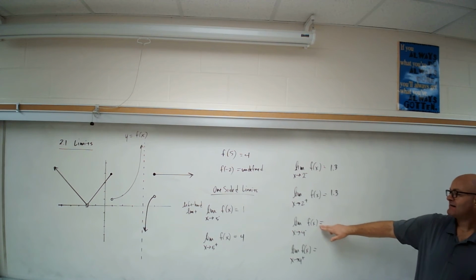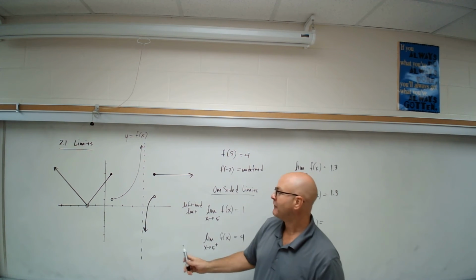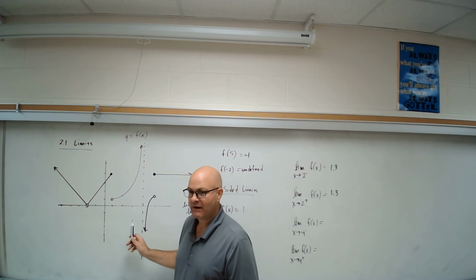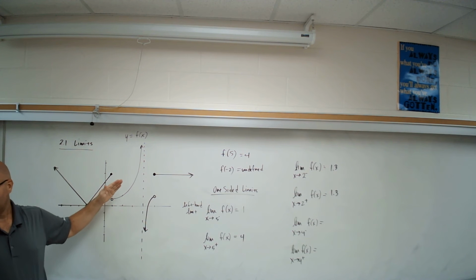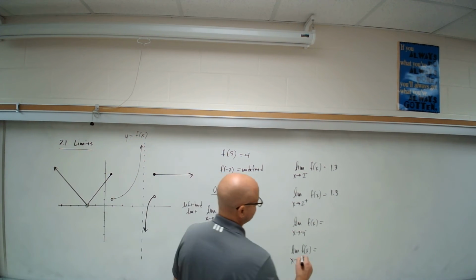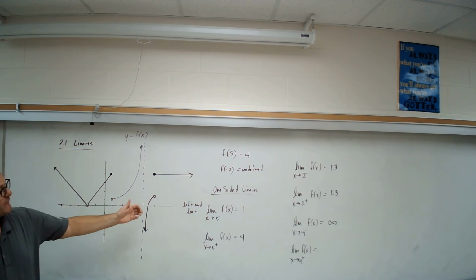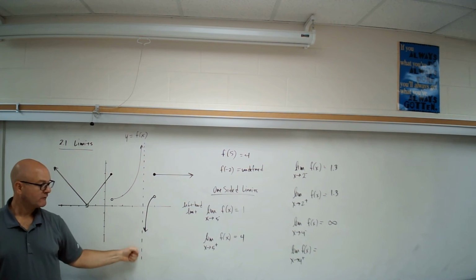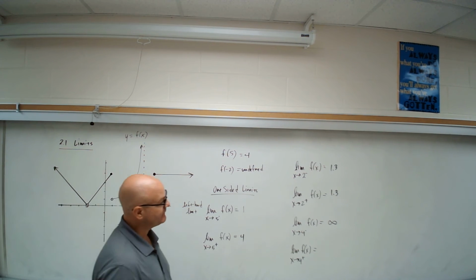How about the limit of f of x as we approach 4 from the left? Now what's happening at 4? There's a vertical asymptote, right? But as we approach from the left, our y values are going to get bigger and bigger, and they're going to approach infinity. And then as we go to 4 from the right, we see the curve drops down, and that's going to be negative infinity.